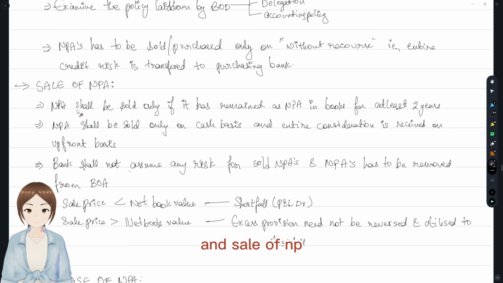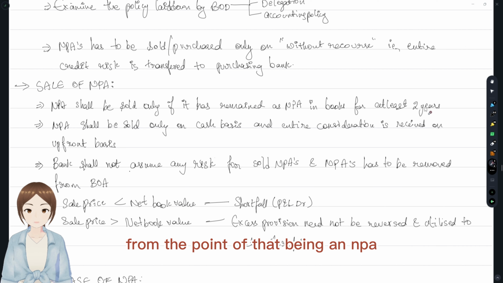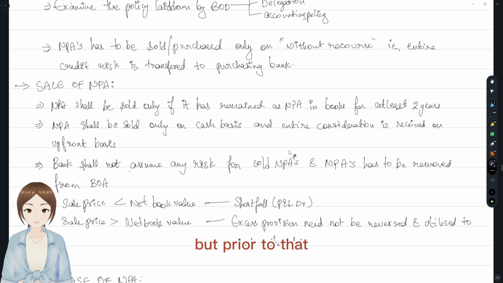And sale of NPA: NPAs shall be sold only if they have remained as an NPA in the books for at least 2 years. You see, overdue of more than 90 days turns into an NPA. From the point of it being an NPA, it has to be an NPA for at least 2 years to sell that NPA. Okay, you have to do that. But prior to that, you could put in some remedial actions like giving it for factoring or any kind of remedial actions. This is they're talking mostly about the sale of such NPA.